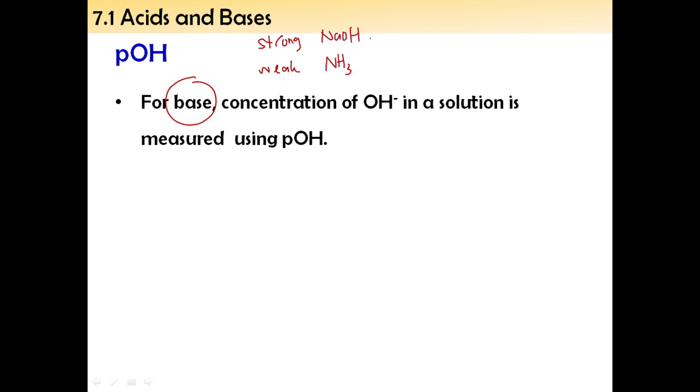Okay, we know that for strong, mesti 100% dissociate. So, kena guna one direction arrow. So, akan dapat Na+ dengan OH-. Kalau NH3, dia weak, mesti akan ada tambah H2O. Reversible arrow sebab dia weak, partially dissociate. So, akan dapat NH4+ tambah OH-. Sebab kalau dia base, mesti hasilkan OH-.